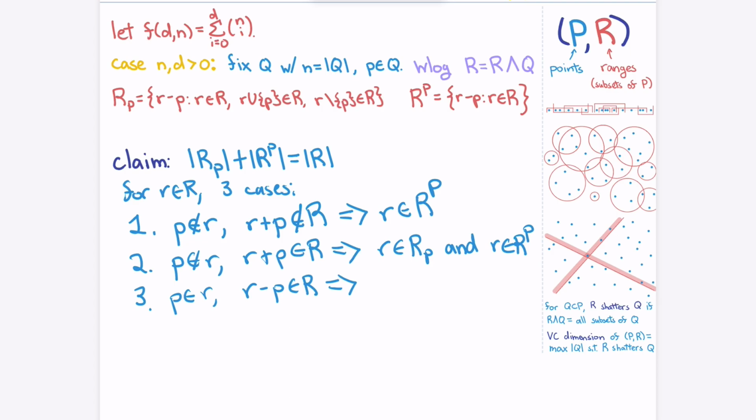So in the last two, there's a little bit of complementarity, right? If P is in R, then only the third thing matters: R minus P is in R. If P is not in R, then only R plus P in R matters. One is wrong. R plus P is not in.